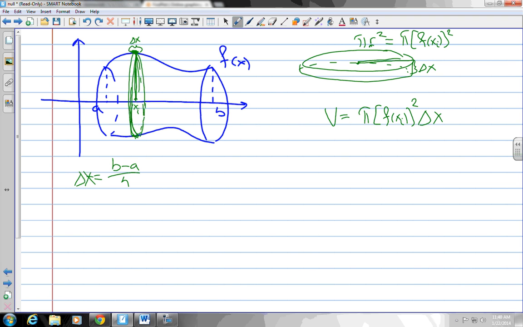So just think about this. If I take this thing back where I got it from, so it's sideways, this is the radius. Well, the radius is precisely the value of the function at that point, right? At any given point, the radius of that cylinder is given by the value of the function. You see that? So I'm replacing radius with the function.